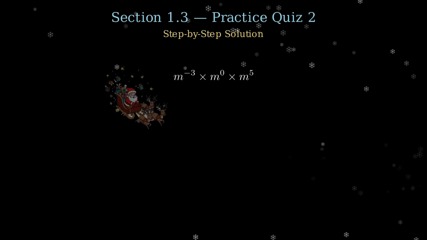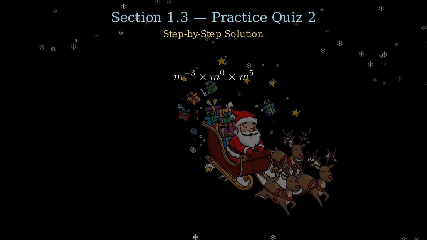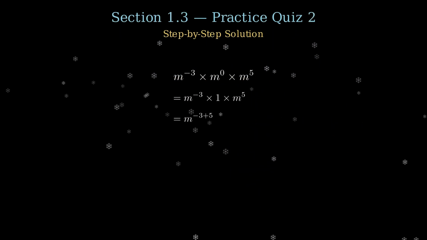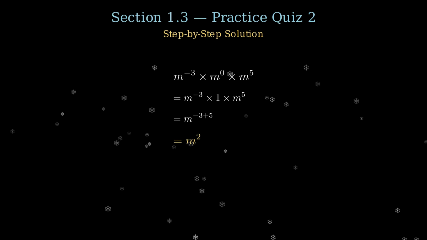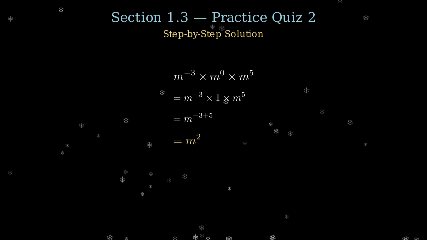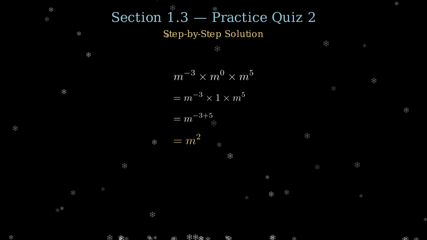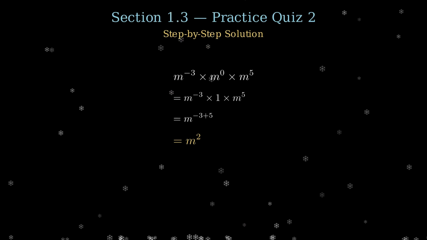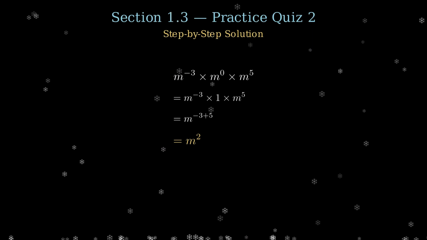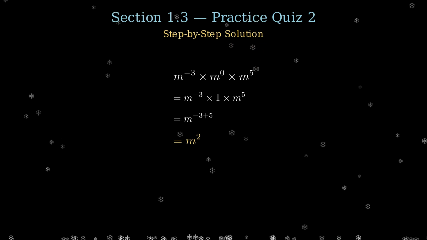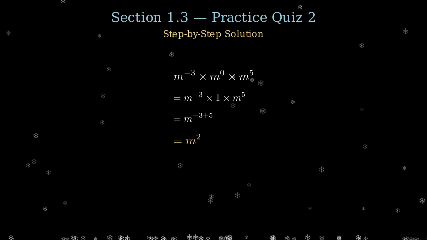Let's solve this efficiently. We can approach this in two ways. First, remember that m to the power of 0 equals 1. Multiplying by 1 doesn't change anything, so we can focus on the remaining terms. Now, apply the product rule by adding the exponents, negative 3 and 5. Negative 3 plus 5 equals 2. This gives us our final simplified result, m squared.